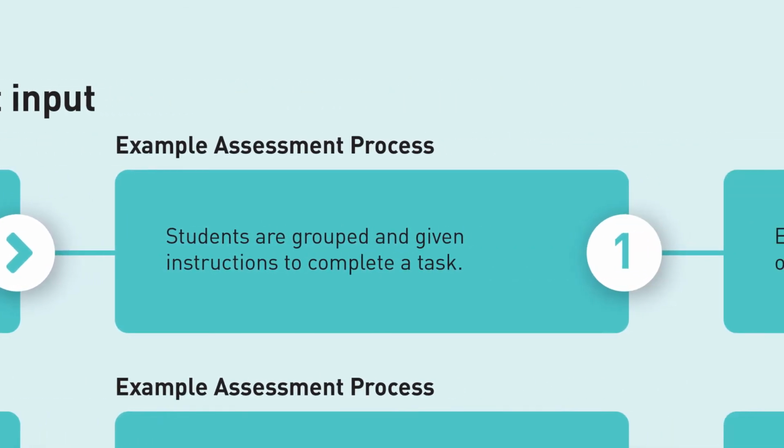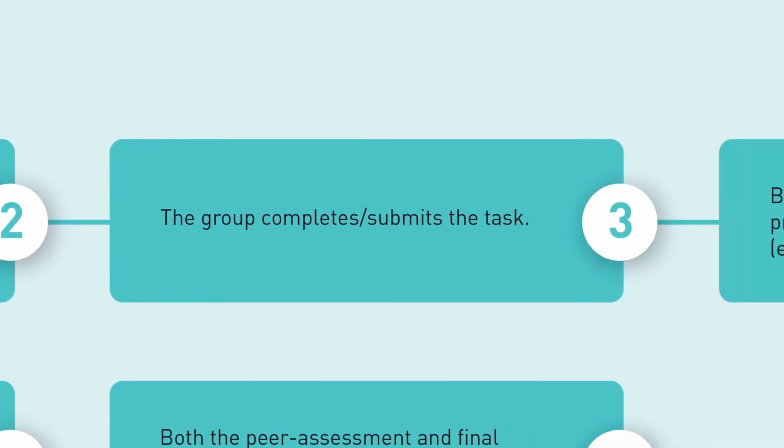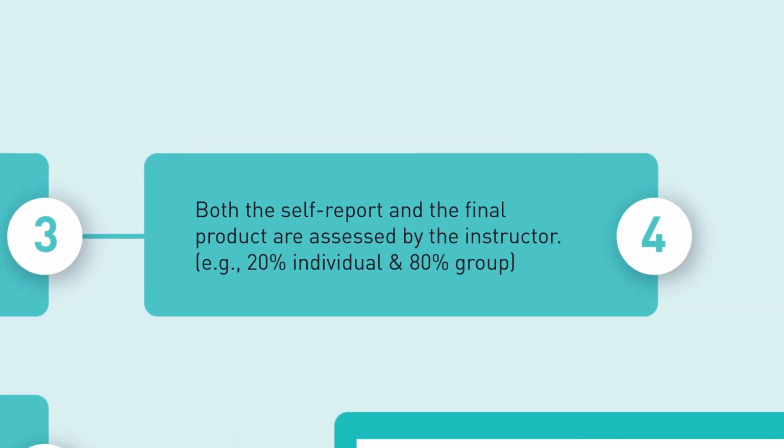Example assessment process. 1. Students are grouped and given instructions to complete a task. 2. Each student completes a self-assessment on their contributions to the group process. 3. The group completes and submits the task. 4. Both the self-report and the final product are assessed by the instructor. For example, 20% for the individual portion and 80% for the group portion.